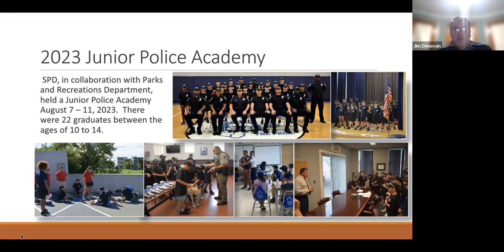This was not a regimented police academy like my officers go through, although there was a certain regiment to it to let them know that this is how the police academies really work. But what they did was they formed a team. They came together. We had 22 children who came together. Most didn't know each other. And at the end of that week, they were all friends. They were teammates. Some of the things they did, we had a lot of exercises. They had a ton of fun.